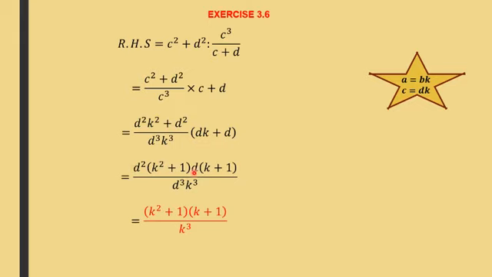D square into D is D cube. This D cube cancels with the D cube of the denominator, and we have only (K square plus 1) into (K plus 1) divided by K cube, which is our right hand side, and we can clearly see that left hand side is equal to right hand side, which is our final result.